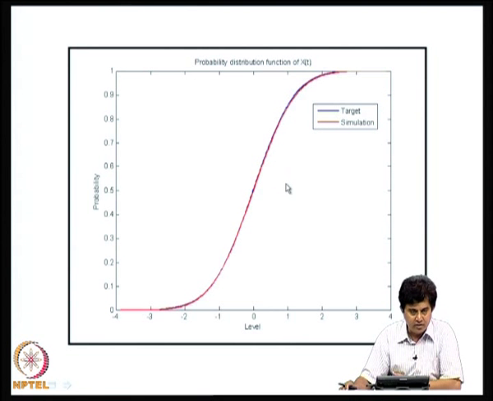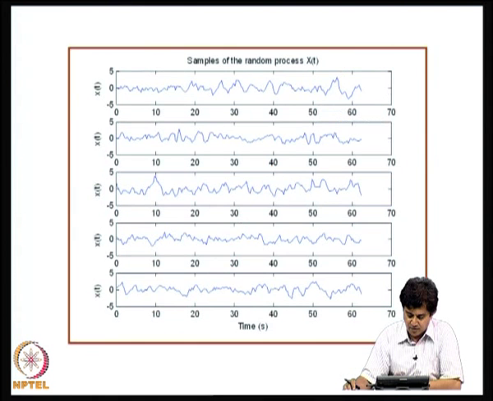This is a result on the probability distribution function. Again, the comparisons are satisfactory. Some samples of x of t.